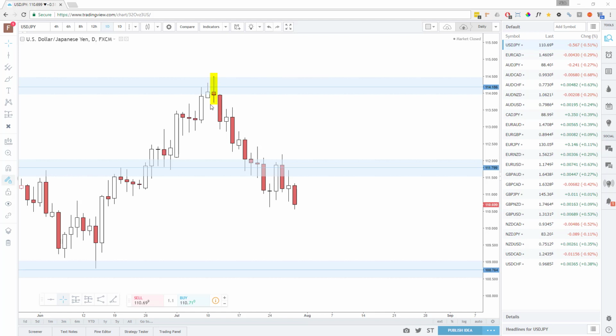This is the indecision candle that I'm basing this trade on. I place my entry trigger just below the low of the indecision candle. So it would be around about here, just a few pips below the low of the indecision candle. Why do I do that? Why is that significant?